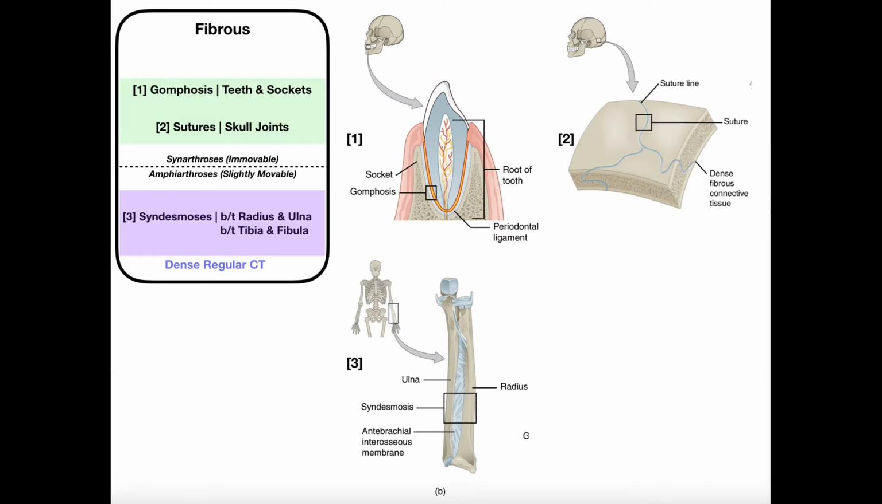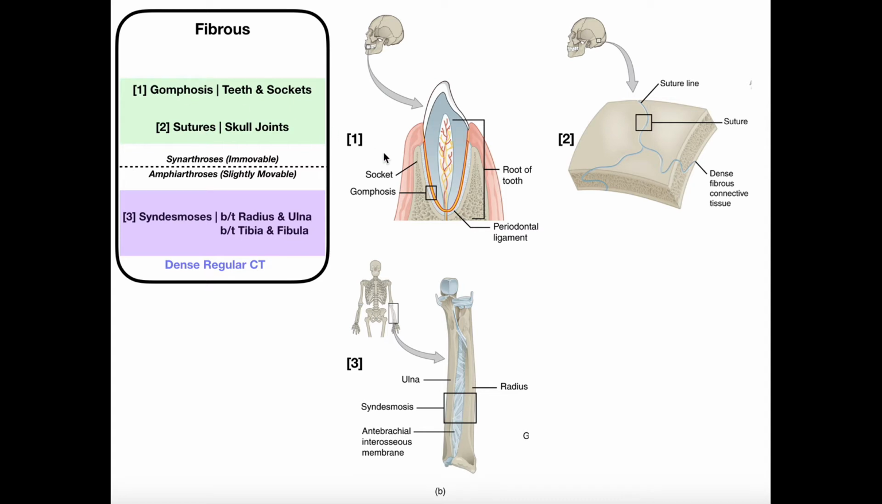The first thing we're going to talk about are what are called fibrous joints. Now, as we talked about before, fibrous joints are composed of fibrous connective tissue, and that connective tissue tends to be either dense regular connective tissue, dense irregular connective tissue, or some kind of modified connective tissue. But the point is, it's fibrous. There's no synovial joint, there is no cartilage. And we typically talk about three of them.